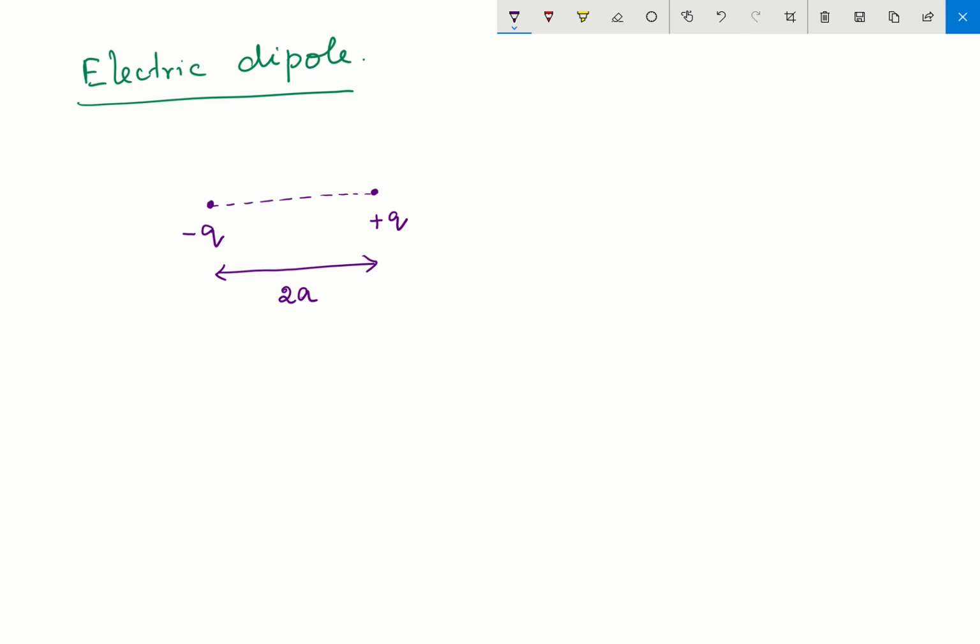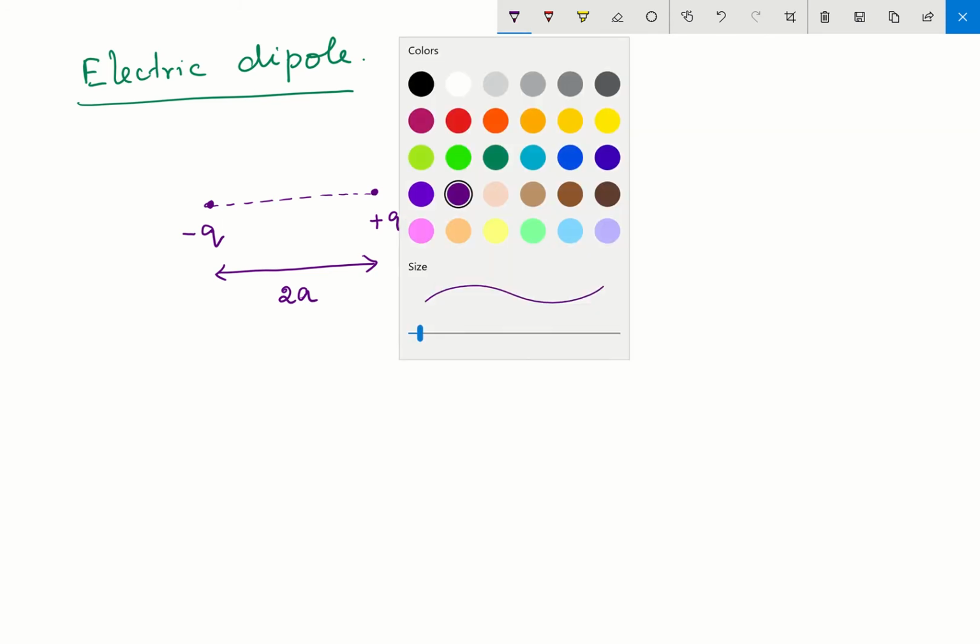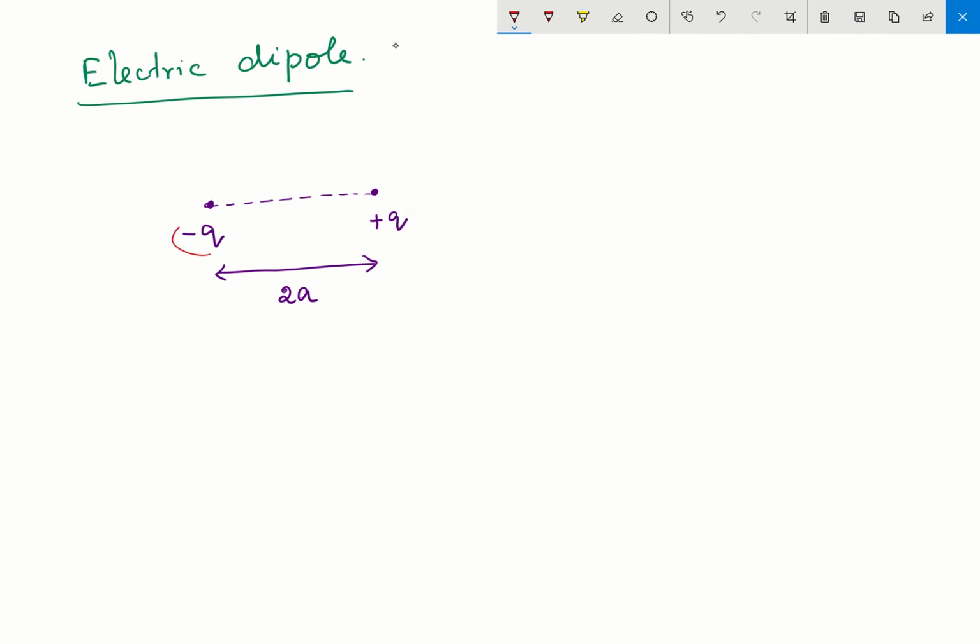It is a combination of equal and opposite charges, here minus q and plus q, and they are separated by a small distance. So this is what is called an electric dipole. Are you following? Therefore, what is the center of the dipole? The center of the line joining the two charges. That is what is called the center of the dipole, that is O here, right?